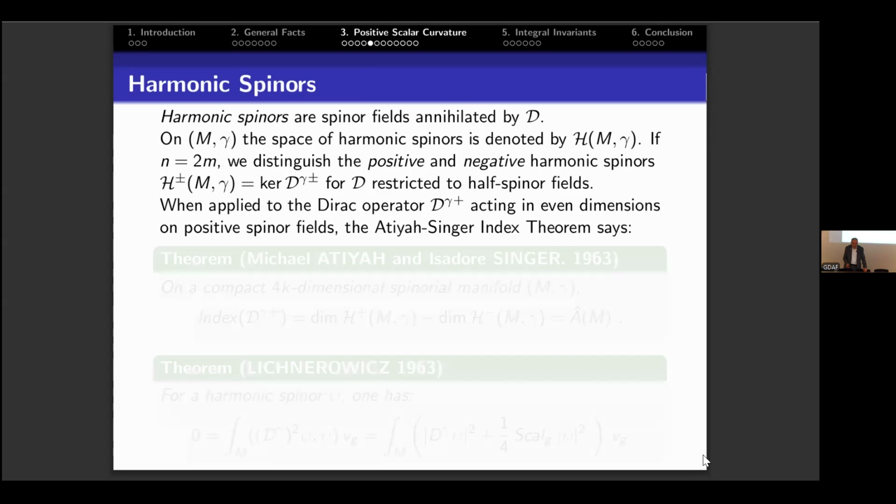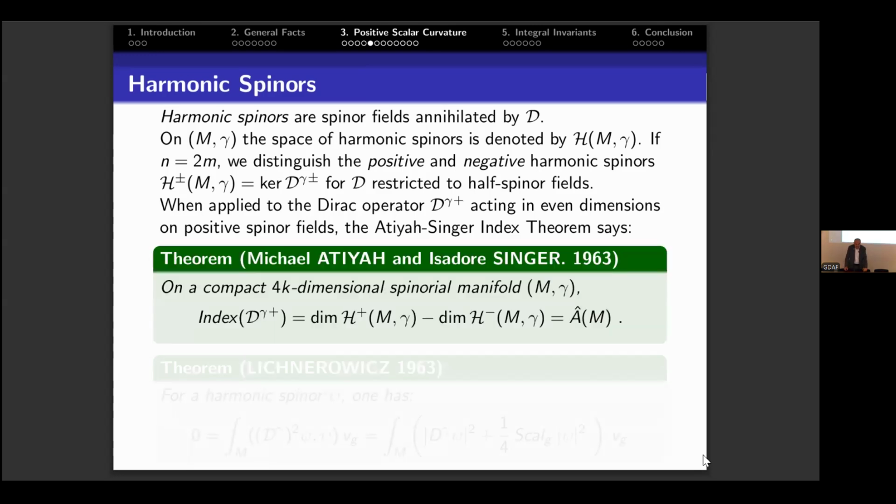And then the key point is that the Atiyah-Singer index theorem tells you that the index of the restriction of Dirac to positive spinors, I could have written negative spinors, it would just have changed the sign, is exactly the A-roof genus. So if the manifold has a non-vanishing A-roof genus, then the index cannot be 0. So either the kernel of D plus or the kernel of D minus is not zero. So there must exist harmonic spinors because of this topological constraint.